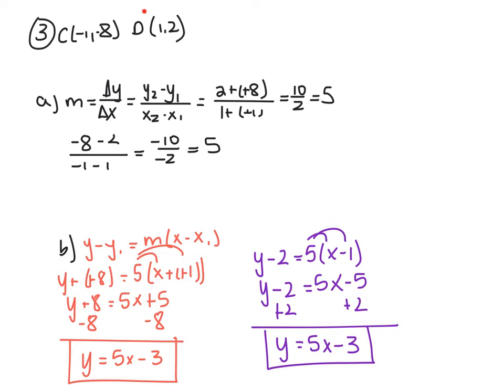You could have also plugged in point D instead and got y minus 2 is equal to 5 times (x minus 1). Distribute the 5, y minus 2 equals 5x minus 5, add 2 to both sides, you end up with the same solution. So it doesn't matter which point you pick, you end up with the same answer. So both of these would be correct.